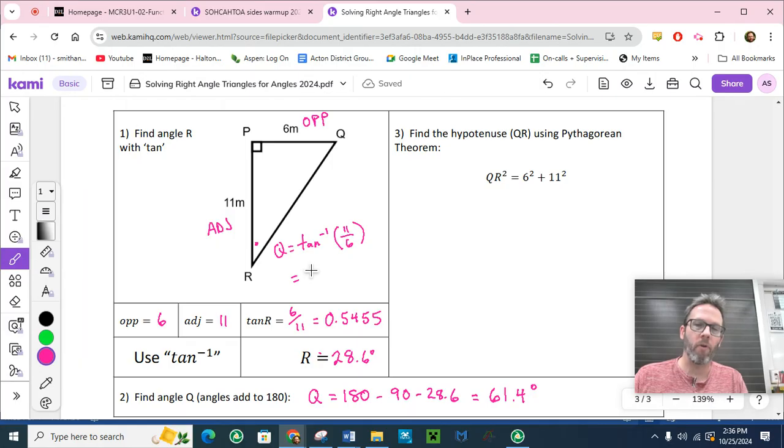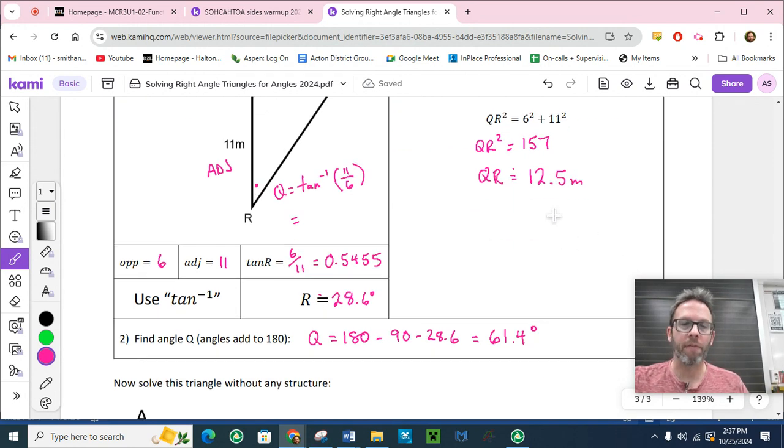You do, 61.4. All right, and then 36 and 121. It's too late in the day for me to do that. 157, which makes the hypotenuse like 12 and a half or something like that. Yeah, about 12 and a half meters. All right, we've solved the triangle.